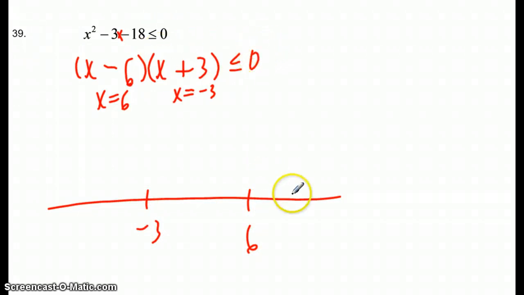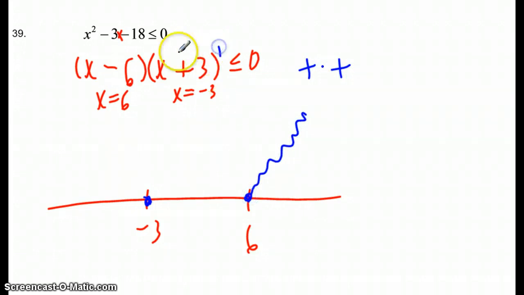Well, let's plug in some number. Let's draw a squiggle. I like to draw the closed circles first here. We have closed circles, so definitely closed because of the equal sign. Plug some value in bigger than 6. So 7. 7 minus 1 is positive. 7 plus 3 is positive. What happens when you multiply a positive times a positive? You get a positive. So I start above the line.